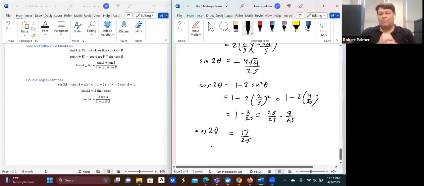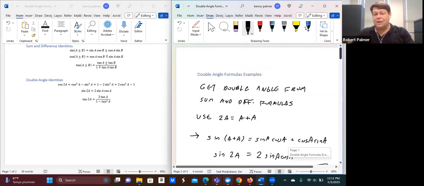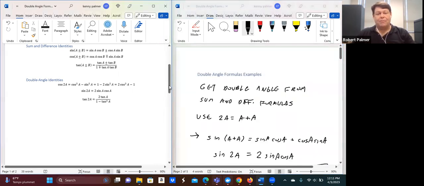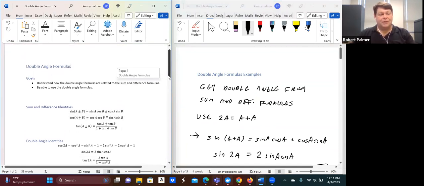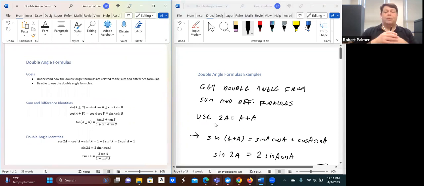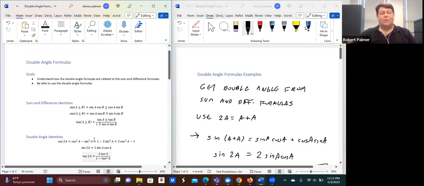So what we learned here today is just some more practice on how to use the double angle formulas and where they come from. One way to get them is from the sum and difference formulas. Then we use the double angle formulas for working with angles. When we know the trig functions of the angle A, then we can easily find the exact values of trig functions for the angle 2A.